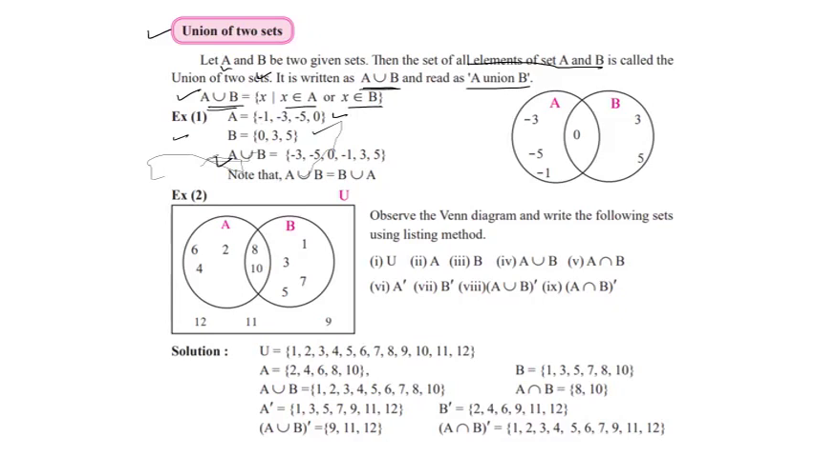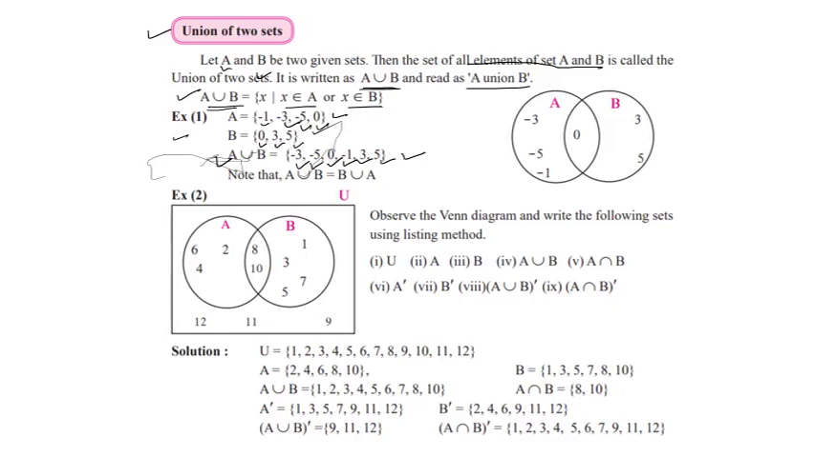Now see, minus 1. A contains minus 1, and this set also. In A union B, there is minus 1. Minus 3, minus 5, 0. Again in B, here also 0. But we write 0 only once because the rule of writing a set is that repetition of elements is not allowed. Then 3 and 5. All elements are in A union B, and this is the union of two sets, A union B.